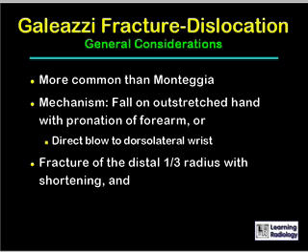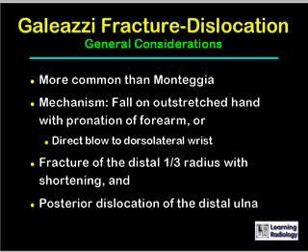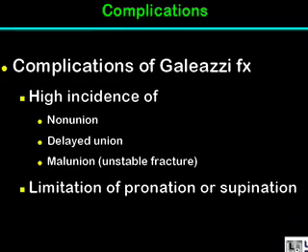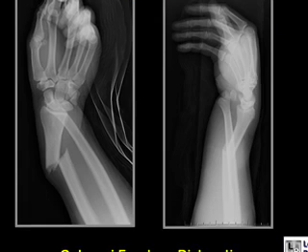Galeazzi fracture dislocations are fractures of the distal third of the radius along with shortening, and a posterior dislocation of the distal ulna most commonly. Complications of Galeazzi fractures include a relatively high incidence of non-union, delayed union, or malunion resulting in an unstable fracture, and limitation of pronation or supination.